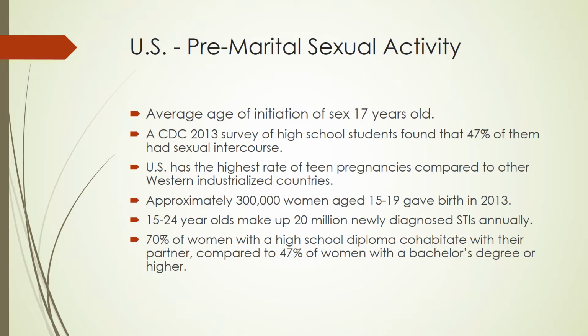70% of women with a high school diploma cohabitate with their partner, compared to only 47% of women with a bachelor's degree or higher. This shows there is a correlation between education and cohabitation rates.